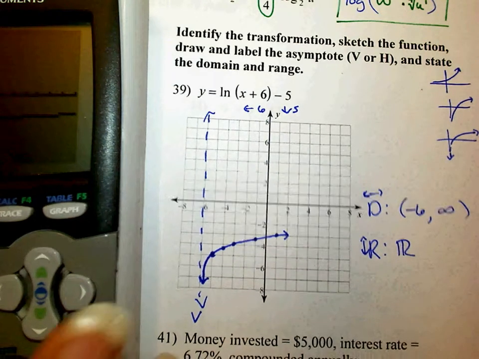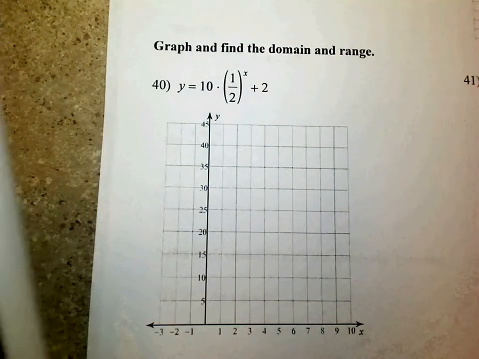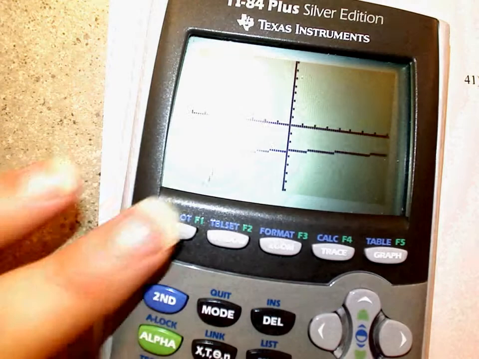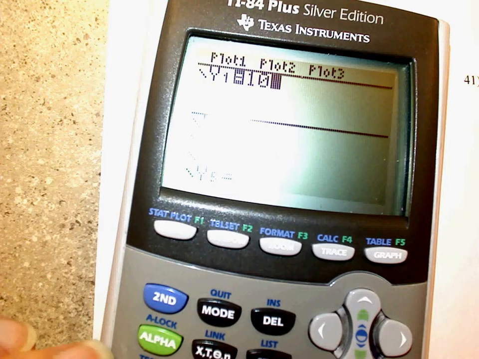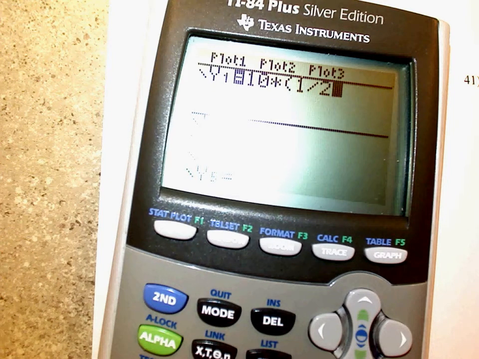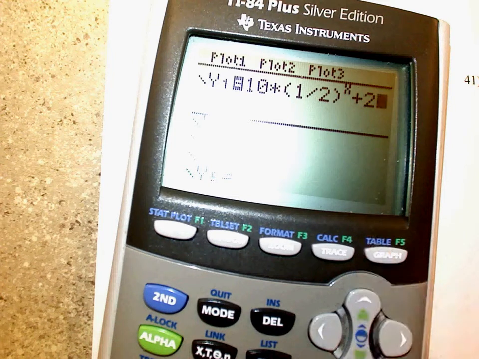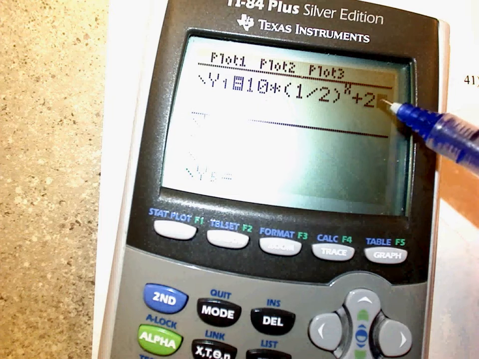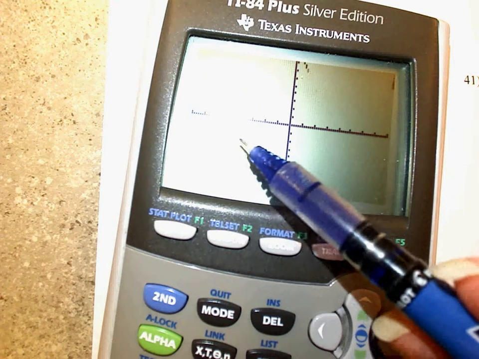Okay, so now let's graph the exponential function number 40. Okay, so first I'm going to type that in, 10 times 1/2 to the x plus 2. 10 times 1/2 raised to the x, and then plus 2. So to me that looks like a vertical stretch by a factor of 2. We're going up 2. When I look at this exponential function, that's what I should see.